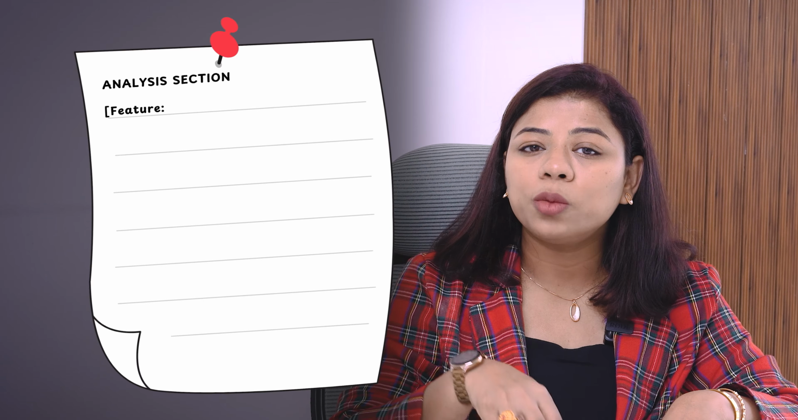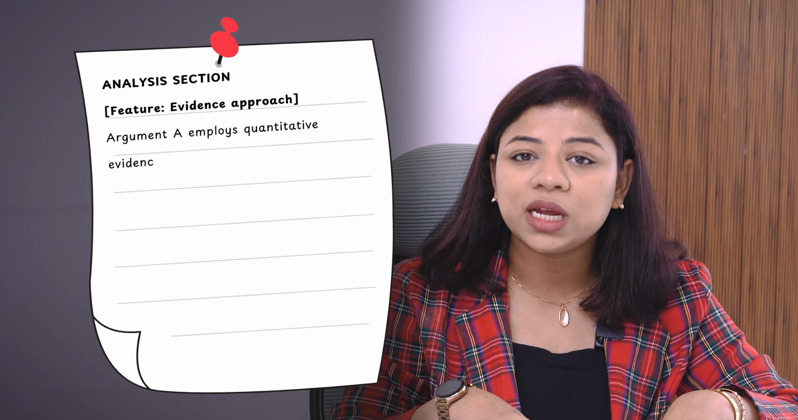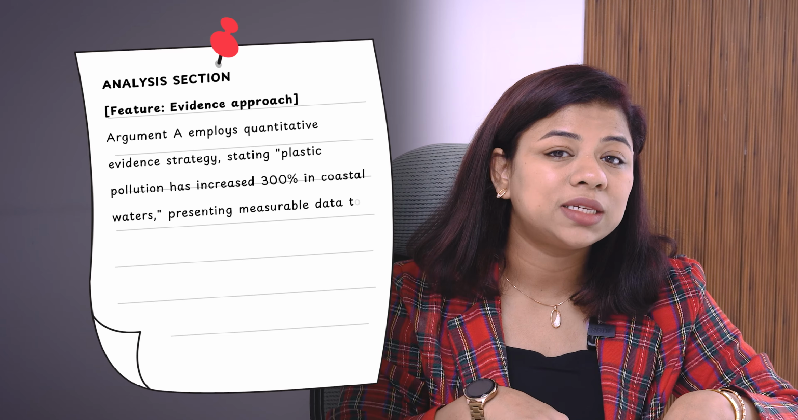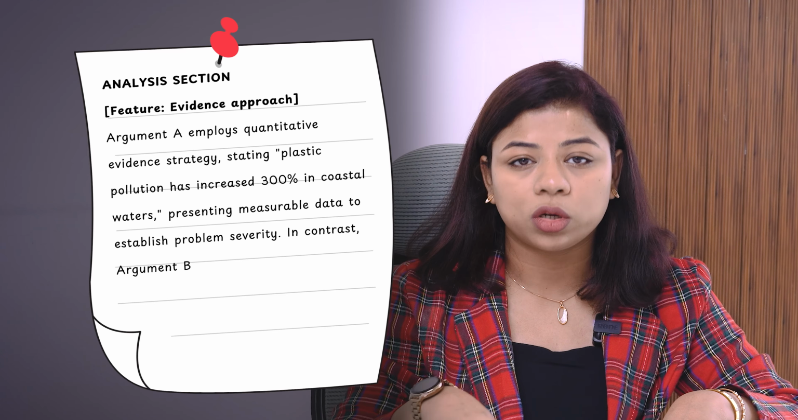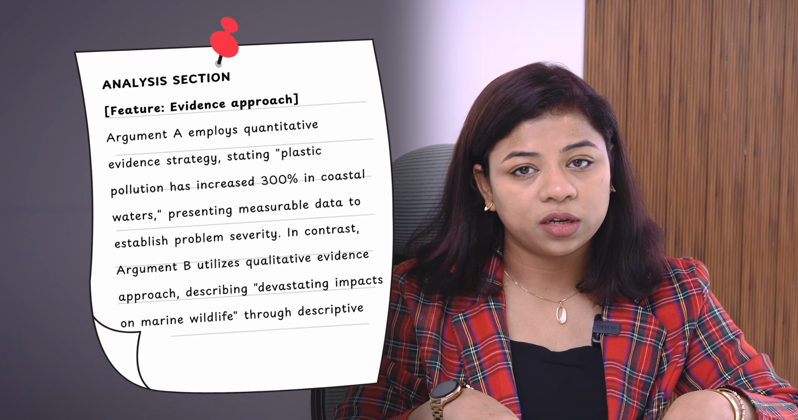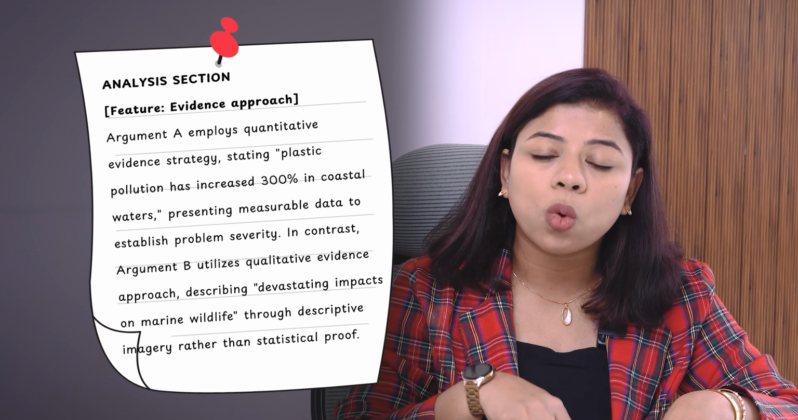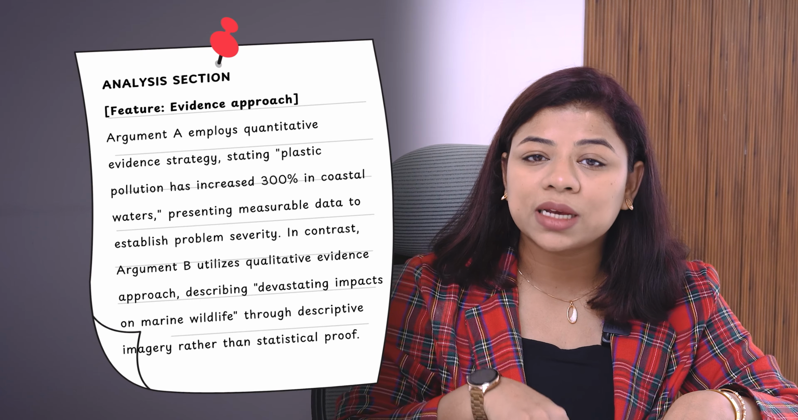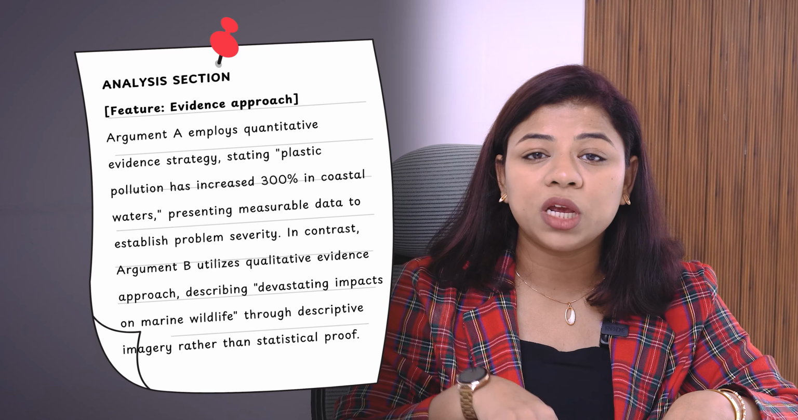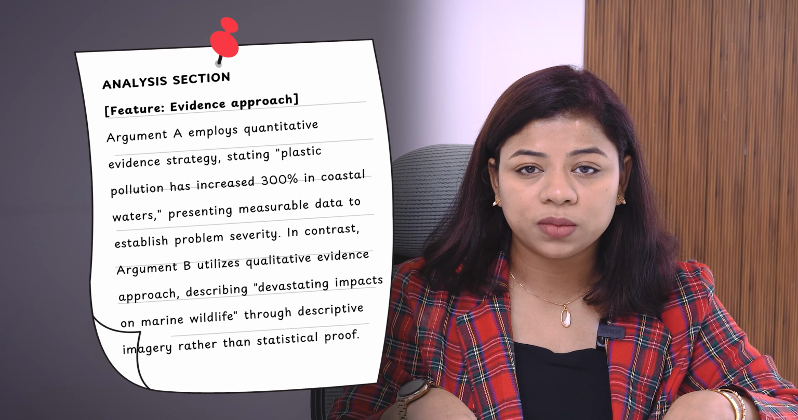And here's how Sophia transformed her answer using this dual formula. So what she wrote was, now, argument A employs a quantitative evidence strategy, stating plastic pollution has increased 300% in coastal waters, presenting measurable data to establish problem severity. Argument B utilizes a qualitative evidence approach, describing devastating impacts on marine wildlife through descriptive imagery rather than statistical proofs.